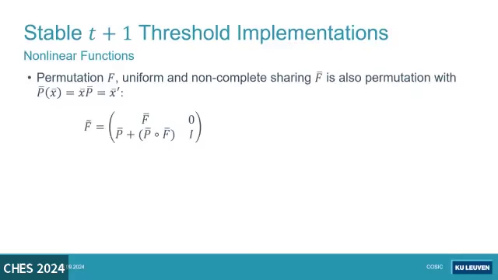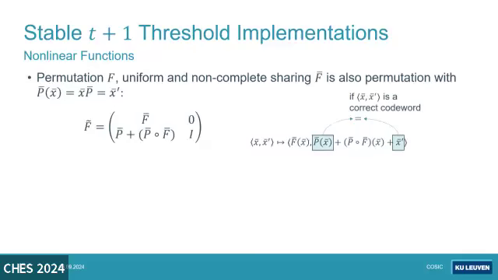And for nonlinear functions, let's assume that we have a permutation f, and it has a uniform and non-complete sharing. Yeah, we have that sharing, and we know that this is also a permutation. The following construction is a stable and correct encoding of that function. How do we know it? It's the same as the previous slide. P of x is equal to x prime, so if there's no fault injected into the input, they cancel each other, and what remains is the parity bits of the output. So we know it's correct.